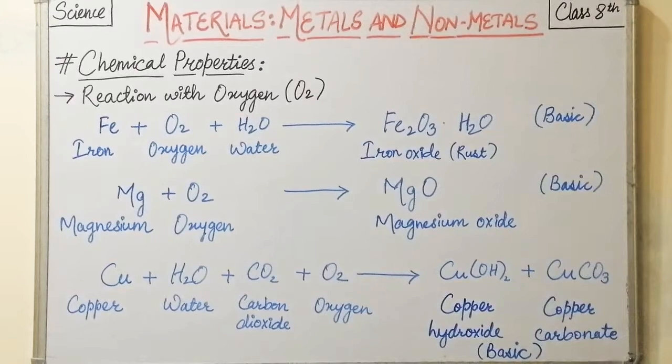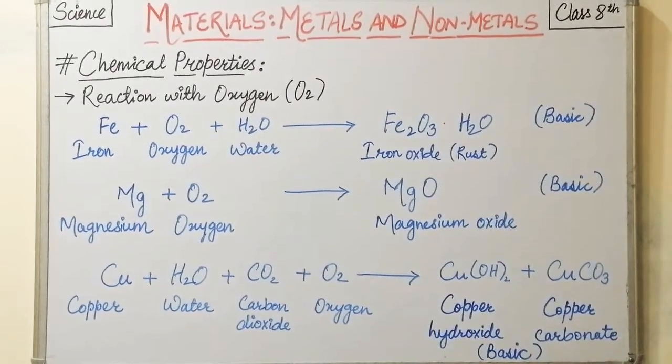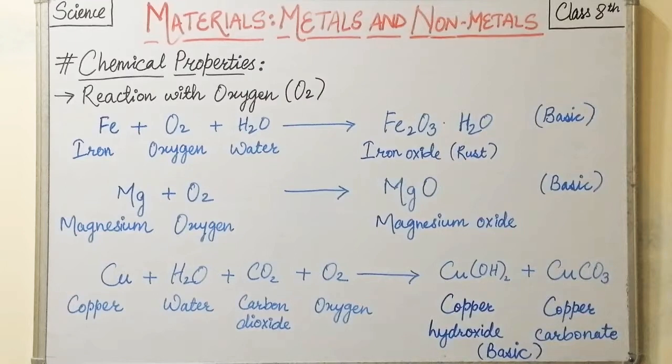The next metal is magnesium. When magnesium reacts with oxygen, it gives us magnesium oxide. In a similar way, when copper is exposed to air, it reacts with water, oxygen along with carbon dioxide present in air, and it forms a green colored compound. So on a copper vessel, after a long time, you can see green colored dots or pigments present on the surface of copper vessels.